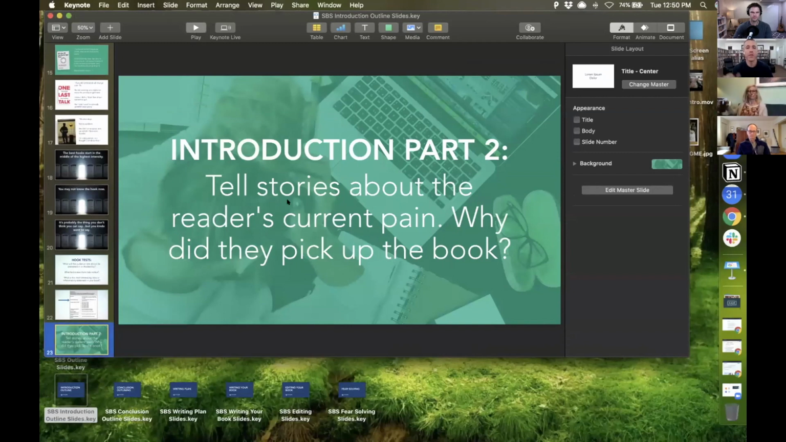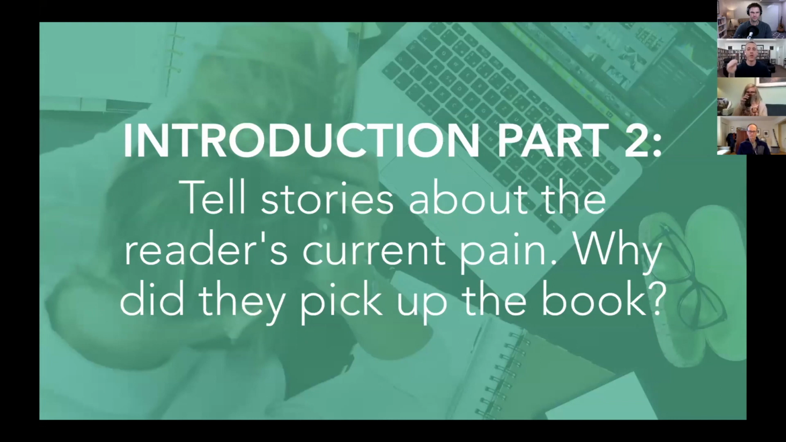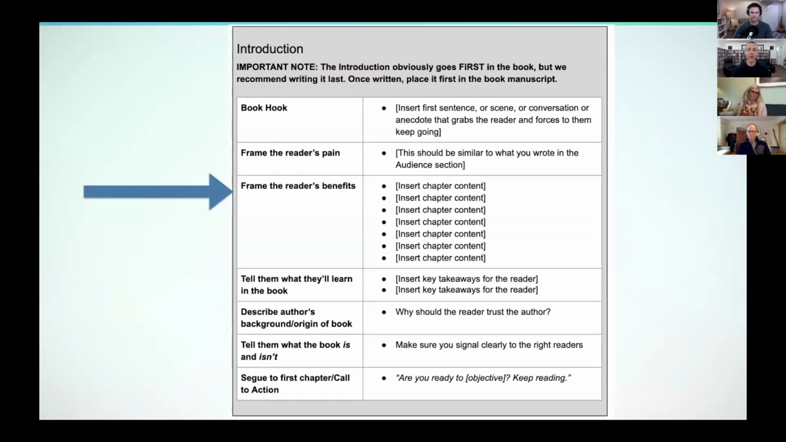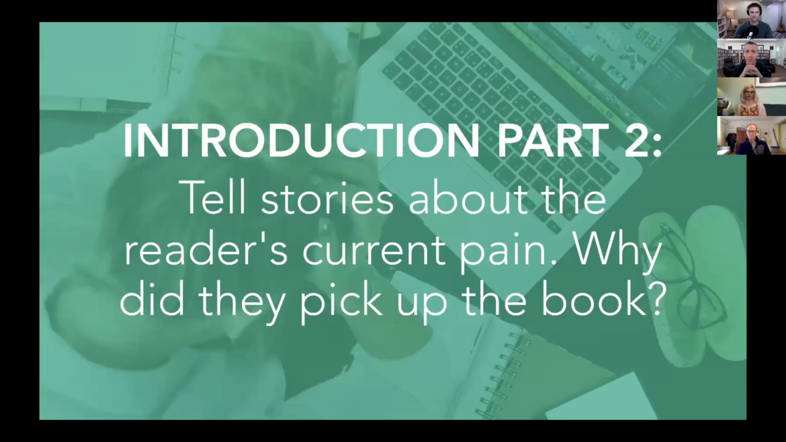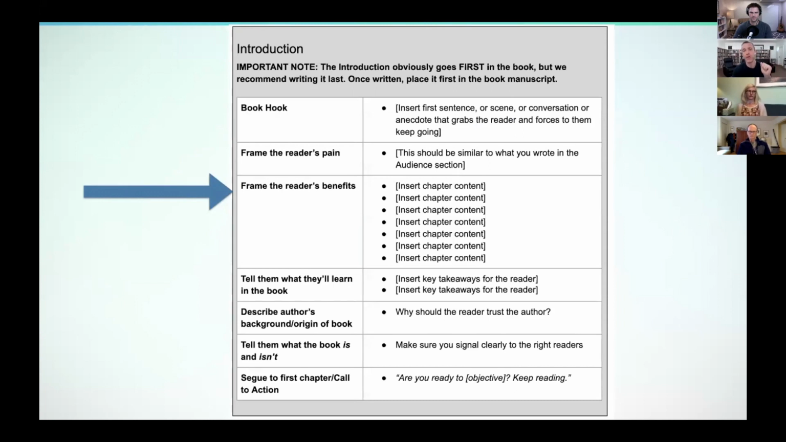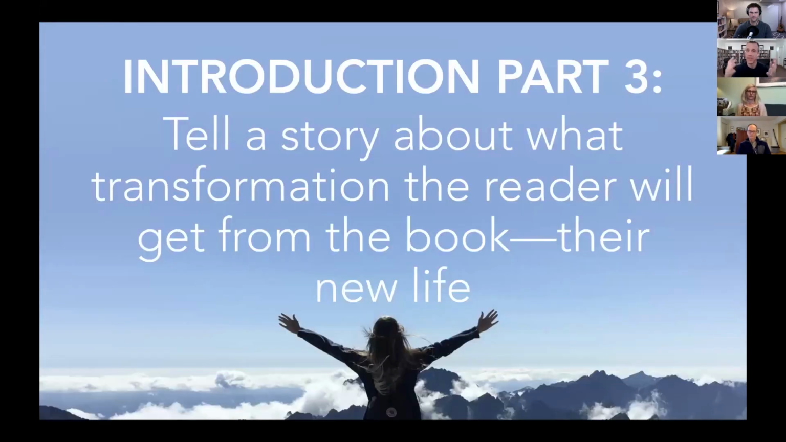Sorry about that. So the second part of the introduction is you're going to start telling stories about the reader's current pain. Why did they pick up the book, right? Now, if you notice, you've already done this. If you remember in the avatar, remember when you described the pain of your reader? If you really fleshed that avatar out, you can use almost the exact same copy. Then the next part, if you look down at frame the reader's benefit, it's going to be the same thing you did in the avatar exercise. You remember you told us who you are, you told their pain and their transformation, their heaven and their hell, right? So you're going to do this exact same thing in the intro.